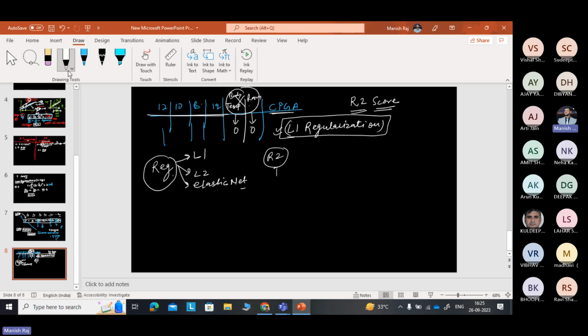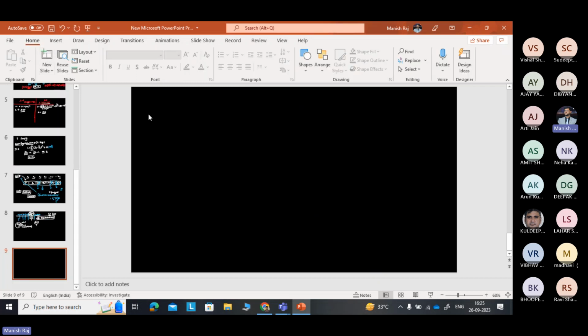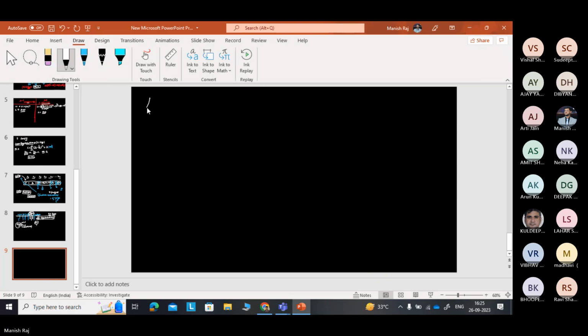Now the third thing is elastic net. You can understand now, that is the combination. So again, I am writing the elastic net. The elastic net is the combination. So again, I am writing the loss function. So what will be the combination?